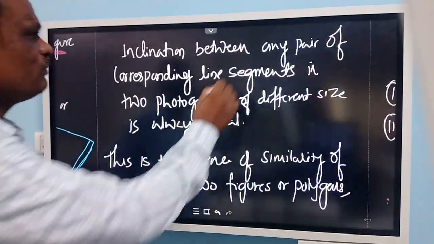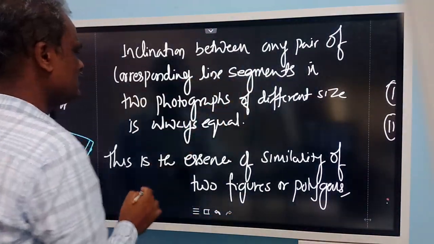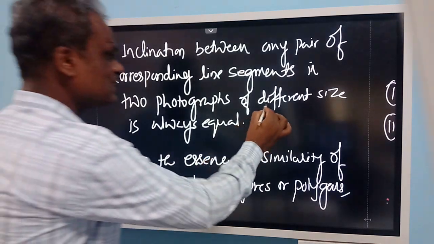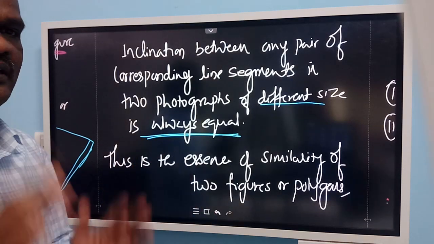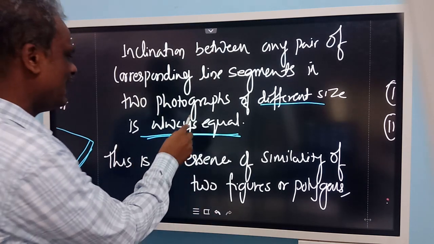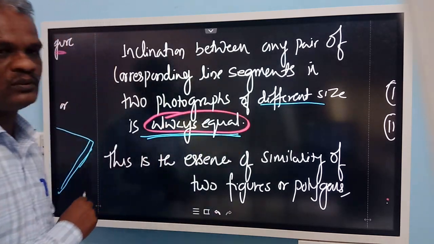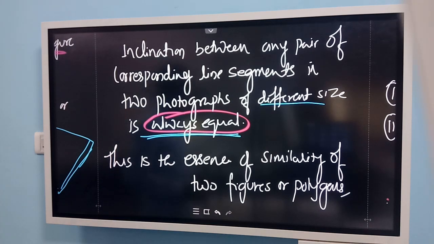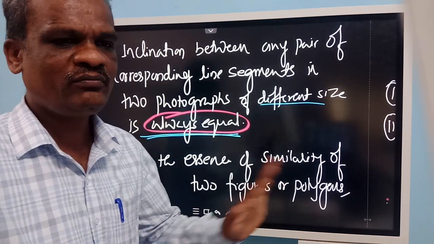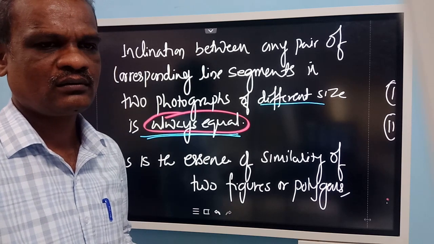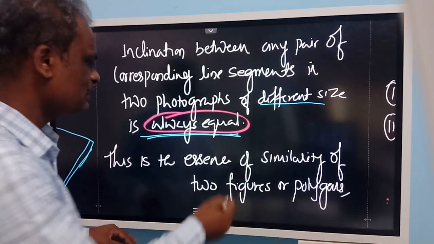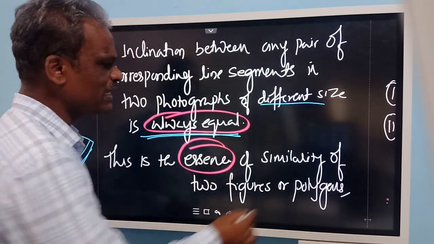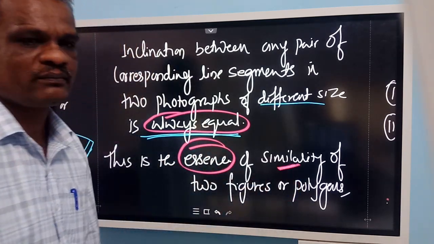So this inclination between any pair of corresponding line segments in two photographs of different size is always equal. Whether you increase or decrease, the angle remains same. No change in the angle. If you change the angle, then that will not be a similar figure. That will take a different shape. So angle remains. This is the important essence of the similarity of the two figures.